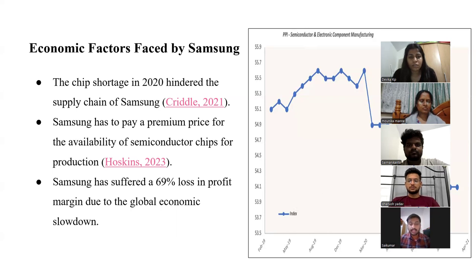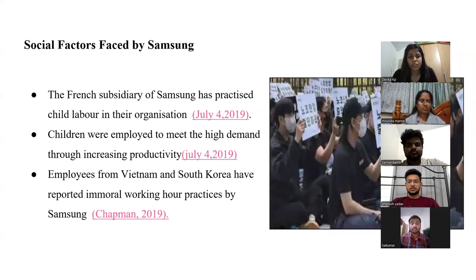The next slide goes to my friend Danush, who is discussing the social factors faced by Samsung. This slide discusses the social factors faced by Samsung.